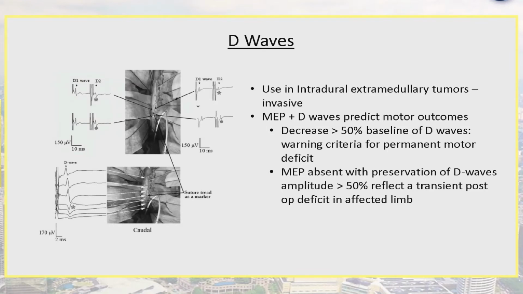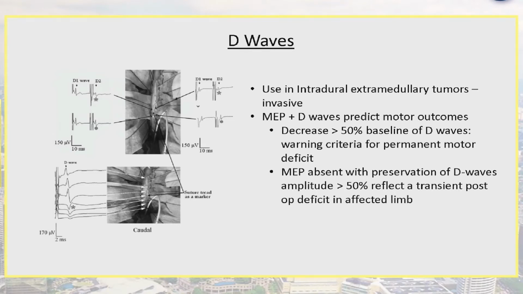Okay, how about D-wave? D-wave is very robust. It's different from compound muscle action potential, so it isn't affected by any anesthesia. So usually we rarely use it unless in certain cases, such as intradural extramedullary tumor, because one, it is invasive. You have to put the catheter epidurally caudally to assess the function of D-wave, and sometimes you have to put one upwards cephalad to serve as a control.